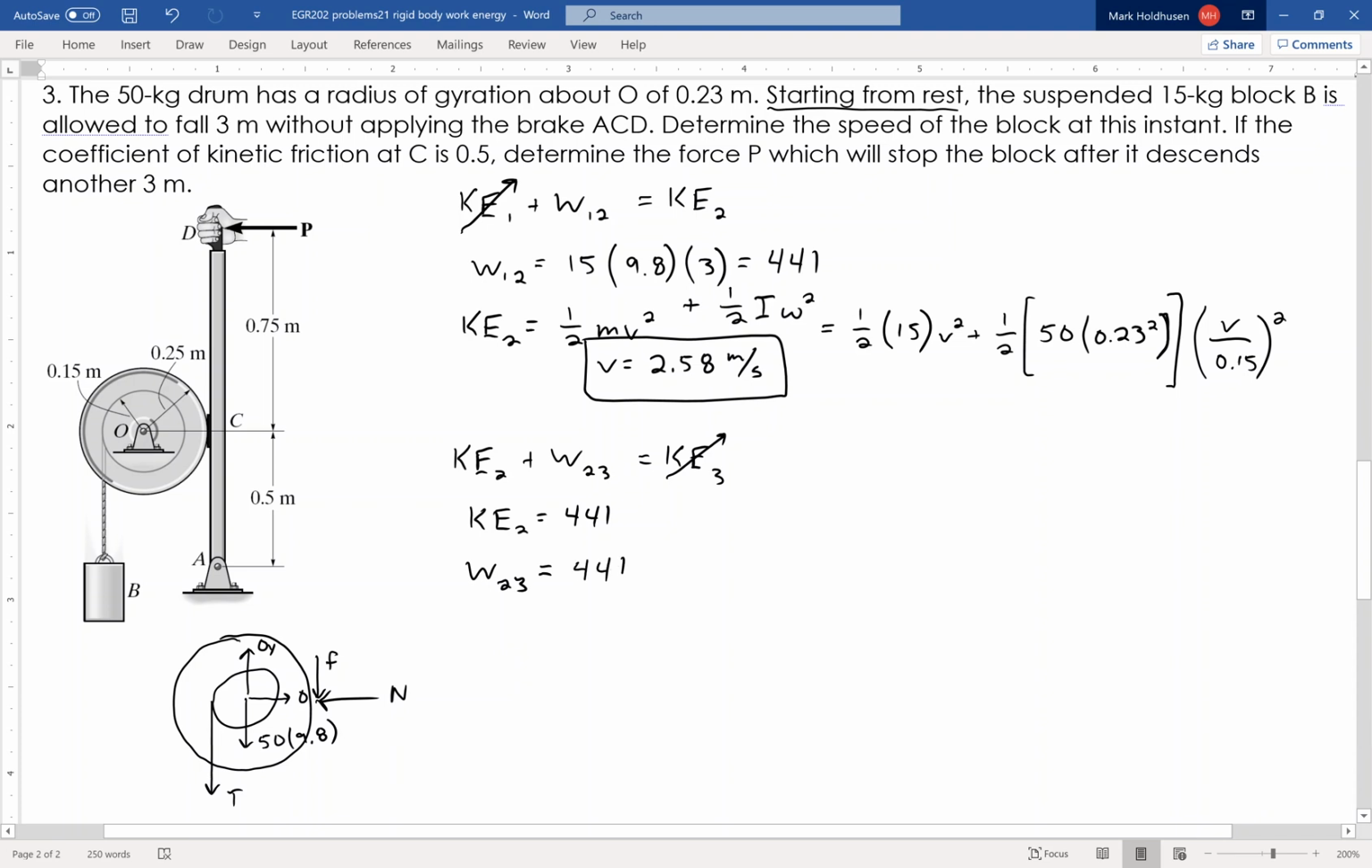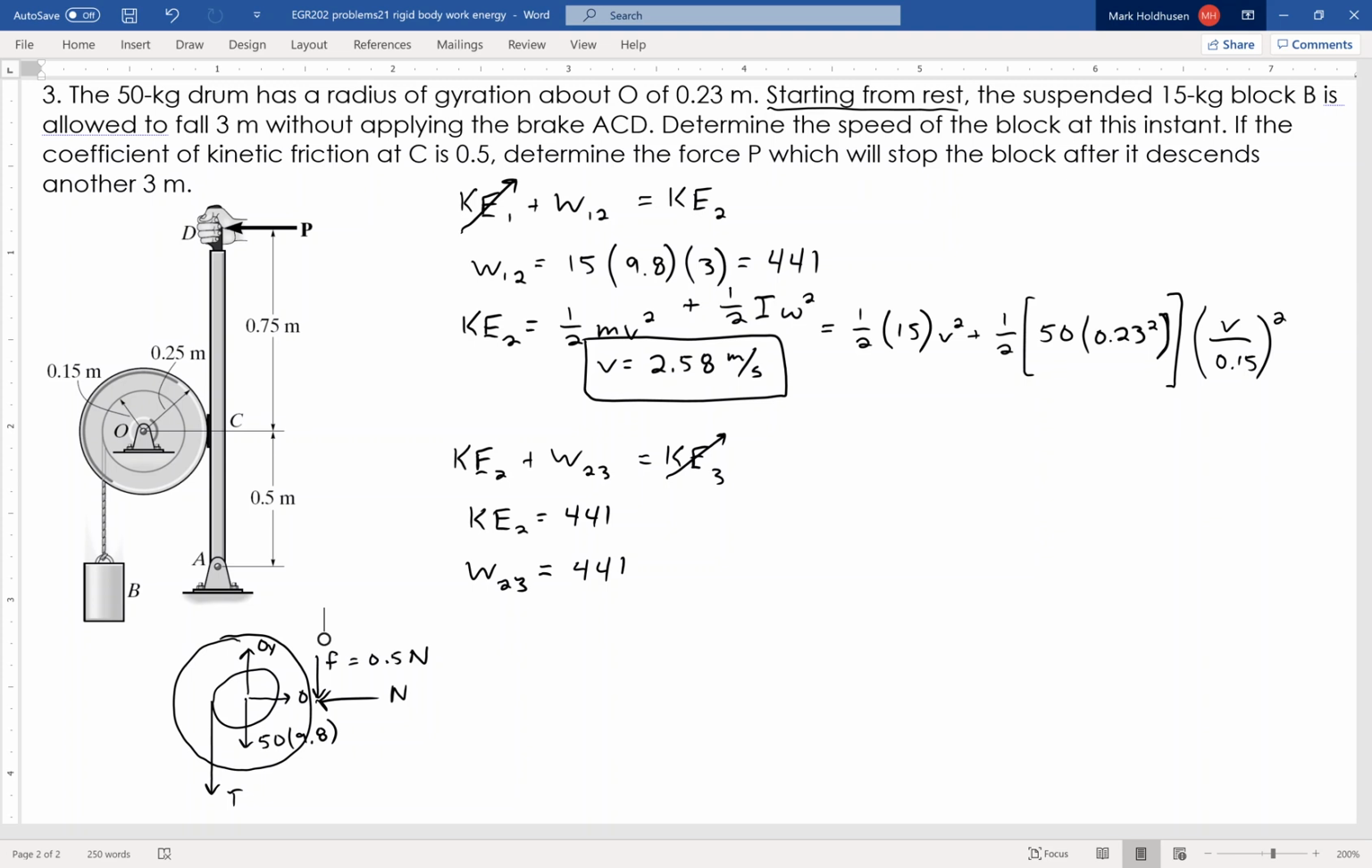Amount of work on this. Okay. Now friction is going to be doing negative work. Again, gravity was doing positive work because the block was moving downward in the direction of gravity. Friction is going to do negative work. So let's, I guess, first figure out what the friction is. Friction is going to be the 0.5 times the n. So I just have to find n here.